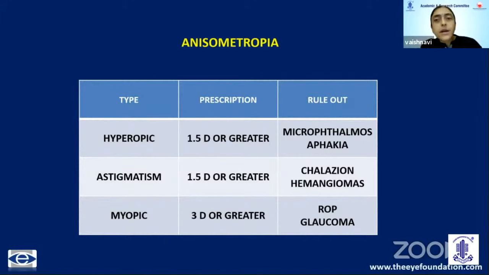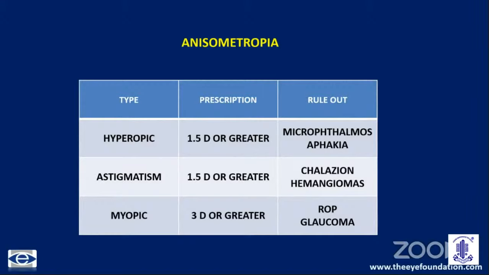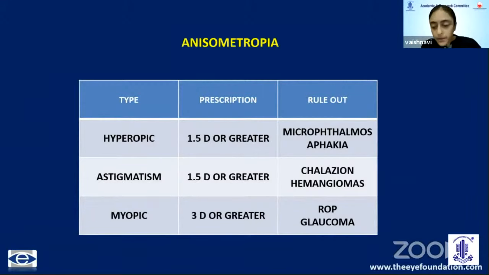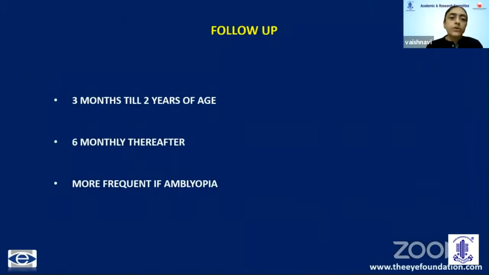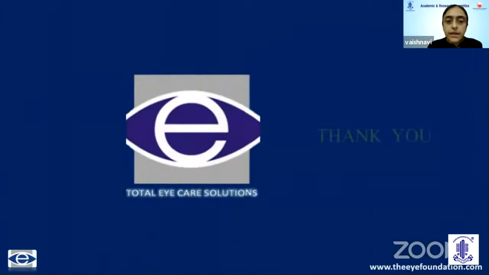In astigmatic anisometropia, prescribe glasses when the difference is greater than 1.5 diopters, and always rule out lid swelling. And in myopic anisometropia, you give glasses when the difference is greater than 3, and always rule out ROP and glaucoma. Follow-up is around 3 months till 2 years of age, 6 monthly thereafter, and more frequently if amblyopia is present. Thank you.